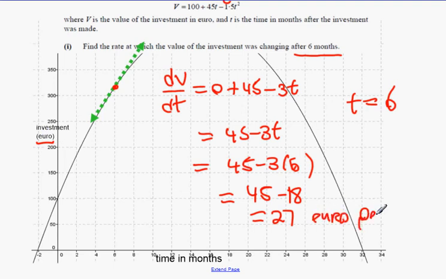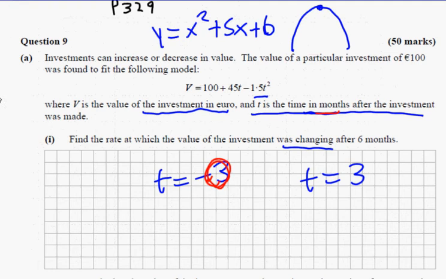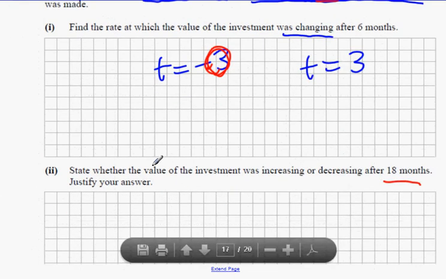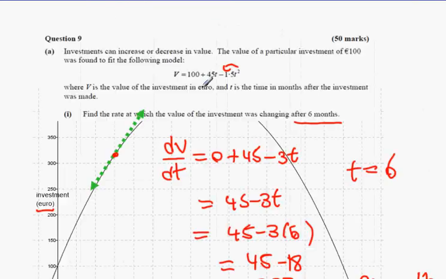Okay? Now that that's done, we go back to the original question here, which was number 2. State whether the value of the investment was increasing or decreasing after 18 months and justify your answer. What does increasing mean again? Slope is positive or negative? Positive. Decreasing? Negative. What's the formula for slope again? If you look at the last section?